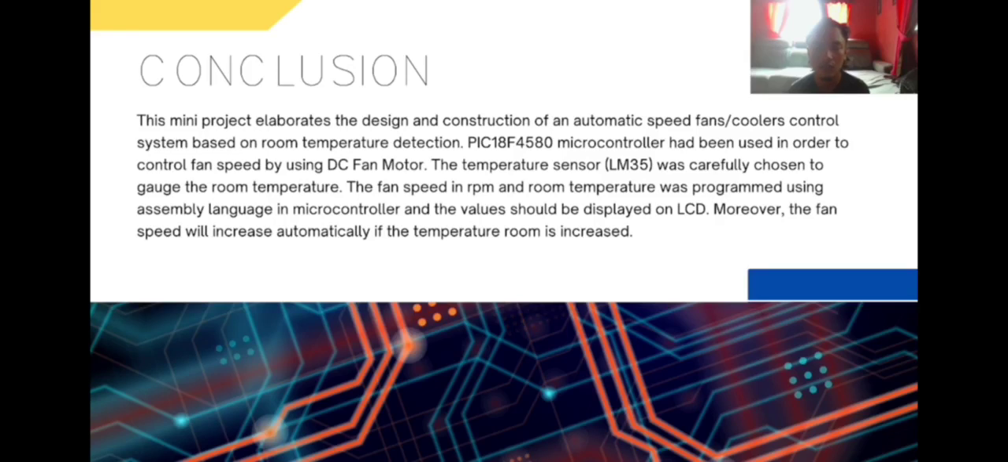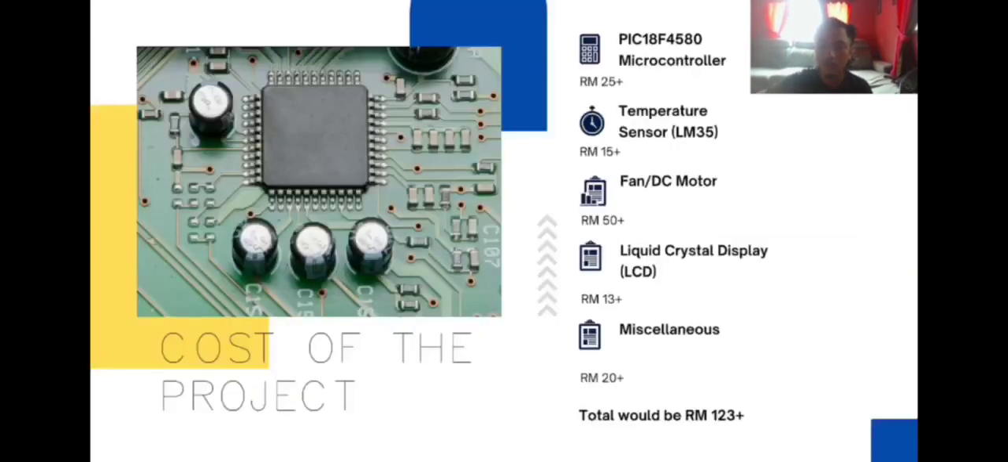displayed on the LCD. Okay, whether the fan is spinning or not yet spinning, there is an LCD display on this fan. The LCD display will show the current room temperature value. Moreover, the fan speed will increase automatically if the room temperature is increased. Okay, the higher the room temperature rises, the faster the fan speed will be.